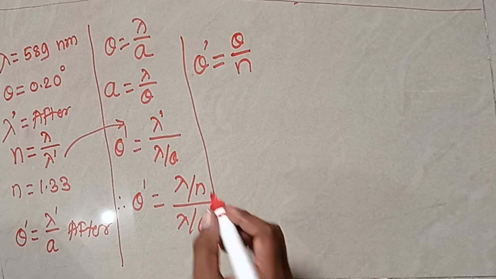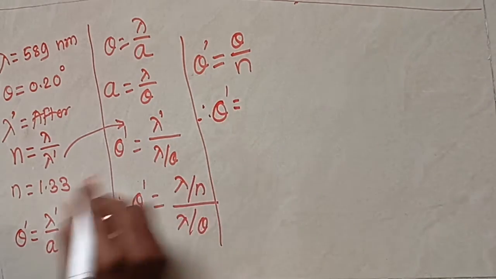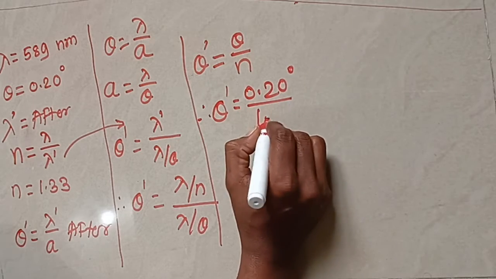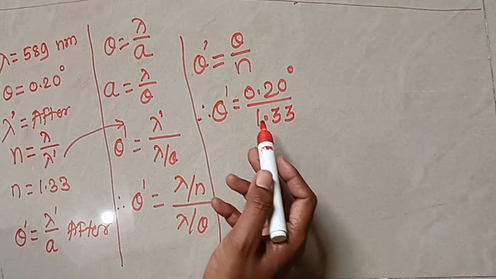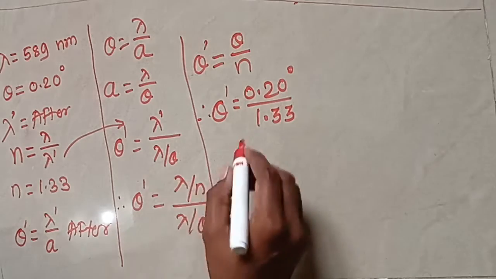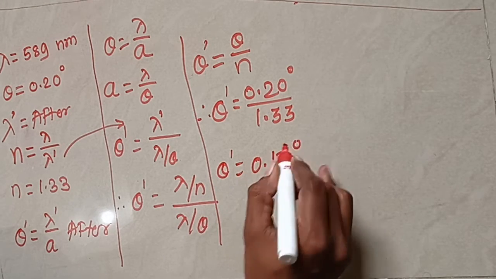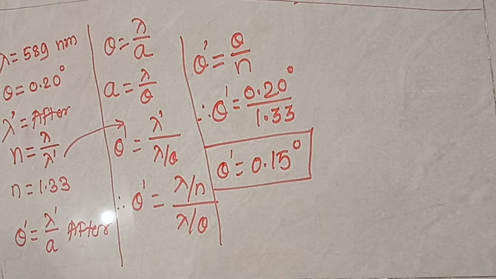Okay? Here by putting the given theta as 0.20 degree and dividing by the refractive index, which is 1.33, now by using a logarithmic table, we get the reciprocal of 1.33 and multiply it by 0.20. We get theta dash is equal to 0.15 degree, and this is the angular separation after this double slit arrangement is immersed in water, right? This is a very simple problem.